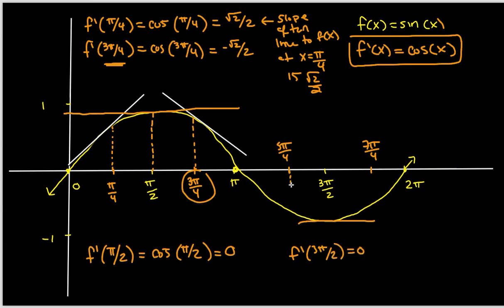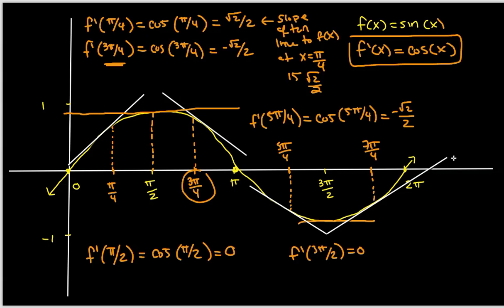And what if we wanted to do 5 pi over 4 or 7 pi over 4? Well, 5 pi over 4 is going to be a negative derivative. So this is going to be negative because the slope of this tangent line is negative, just like up there. And what is it? So f prime of 5 pi over 4 is equal to the cosine of 5 pi over 4, which is equal to, again, negative square root of 2 over 2. Again, if you need to go back and review your unit circle, please do that.